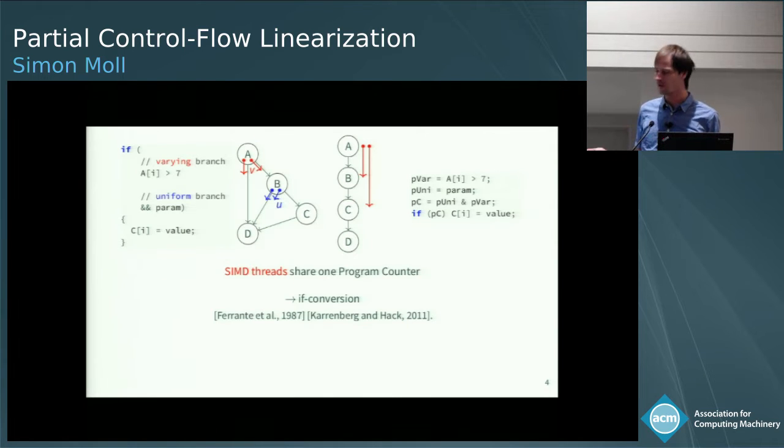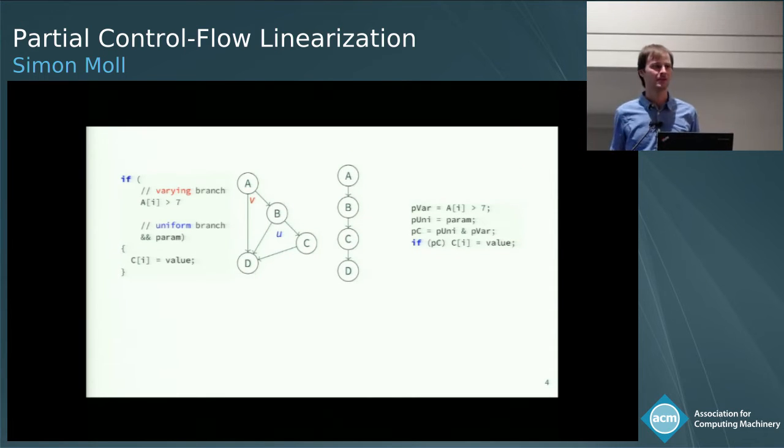Now you will execute all of these blocks, but not all of these instructions can actually have an effect, because you're now executing more instructions than you're supposed to. So what do you do? Well, you add predicates. This first condition here will define a predicate bvar, which is like a Boolean variable. Same goes for param, which will now just be this Boolean variable puni. And if I want to find out who should actually execute this block C here, I'm going to add this predicate to this operation. So only if PC is true, I will actually execute this.